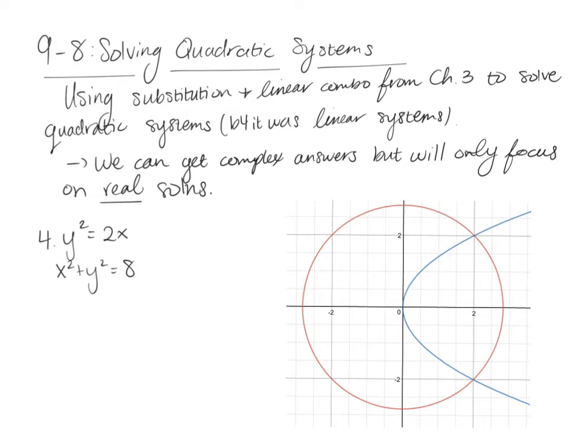A key thing to note, though, is that you can get complex answers, right? But we only want real solutions. So even though we can get complex answers, we're only going to take the real solutions. So let's look at an example.